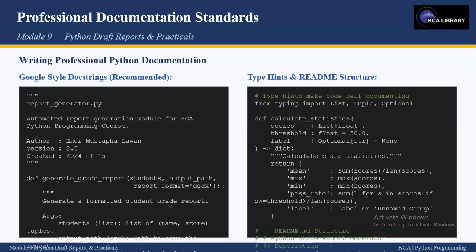A well-structured README.md file is the first thing any user or collaborator sees. It should include a project description, installation instructions listing all dependencies with version numbers, usage examples, a feature list, and the author's name and affiliation.